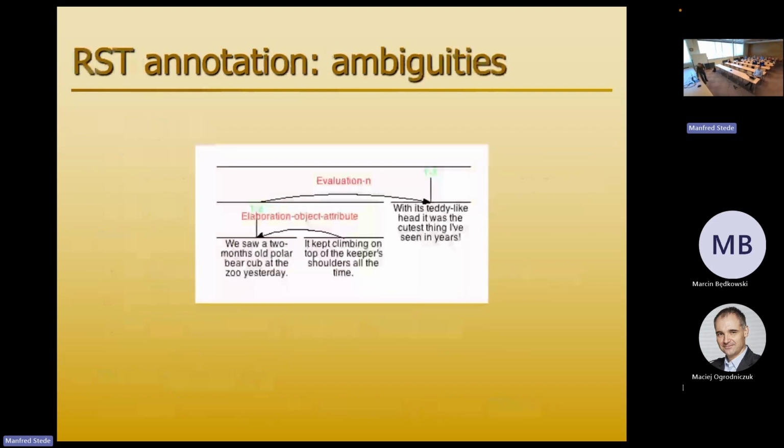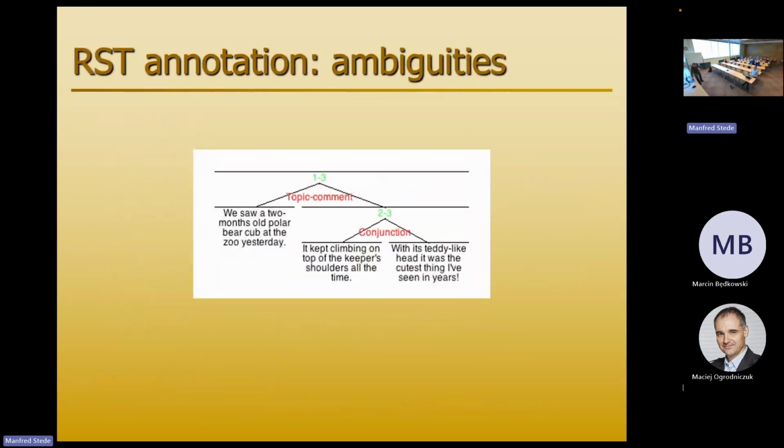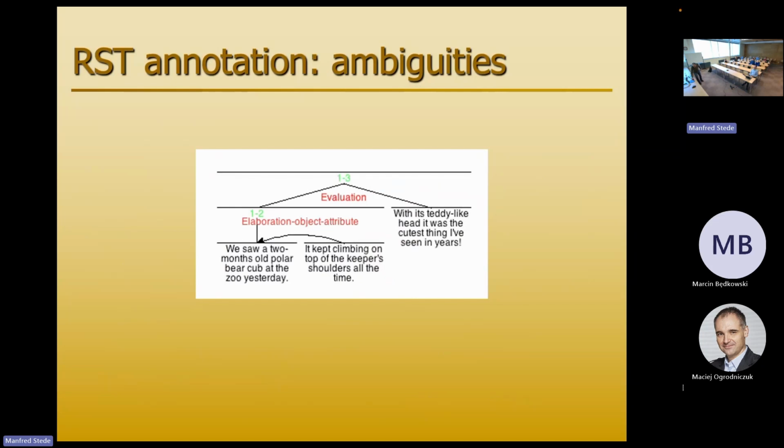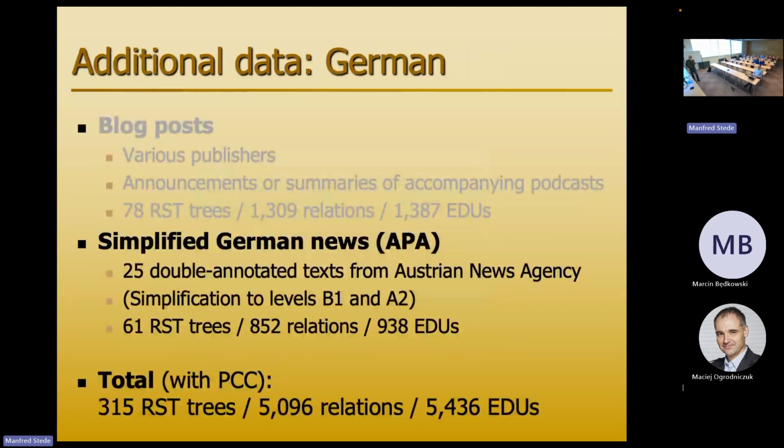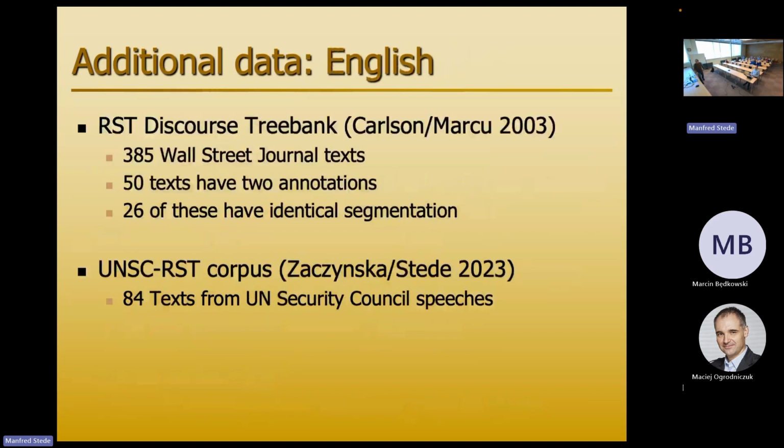And this is the kind of thing that we are trying to sort out now, right? To get some handle on. So first we wanted some more data, and one of my students built a corpus of news text from the Austrian News Agency, and we have double annotated texts. We have double annotated text from the PCC, as we know. Altogether, we have quite a few RST trees now to play with and look at disagreement issues.